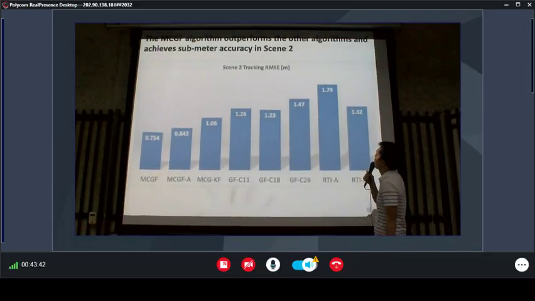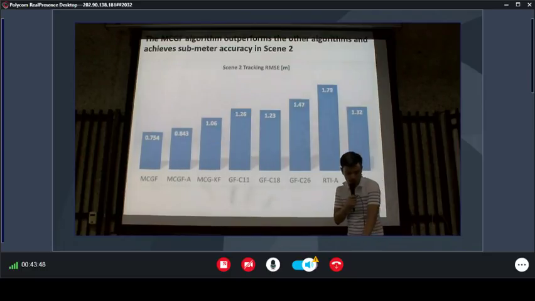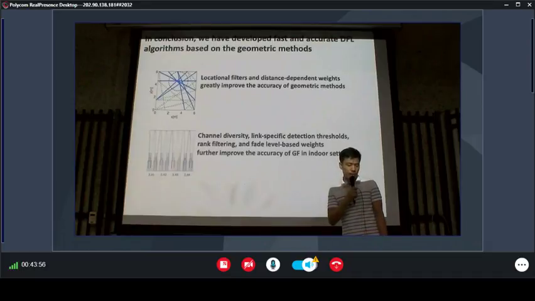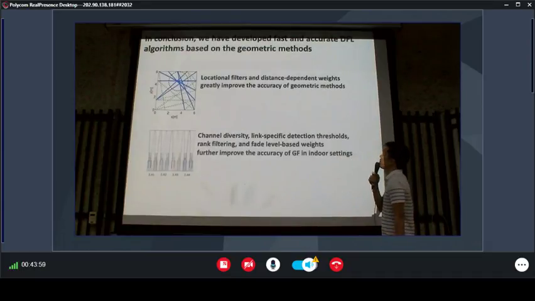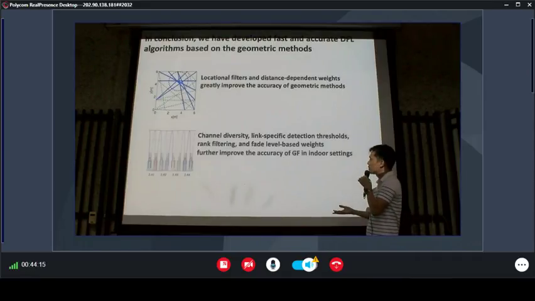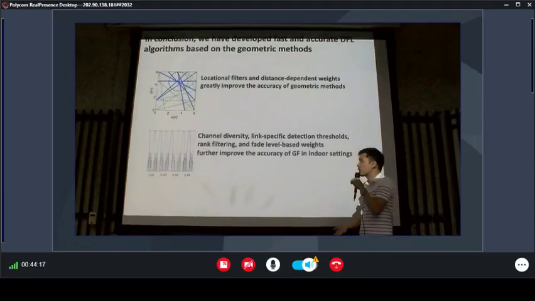Okay, so we see that for scene 2, the cluttered indoor scene, the MCGF algorithm outperforms these other algorithms, achieving sub-meter accuracy. So to conclude, we've developed fast and accurate DFL algorithms based on geometric methods. We've shown that locational filters and distance-dependent weights greatly improve the accuracy of existing geometric methods. And furthermore, by using channel diversity and employing fade level based weights, we've shown that we can achieve better accuracy for the geometric filter algorithm.